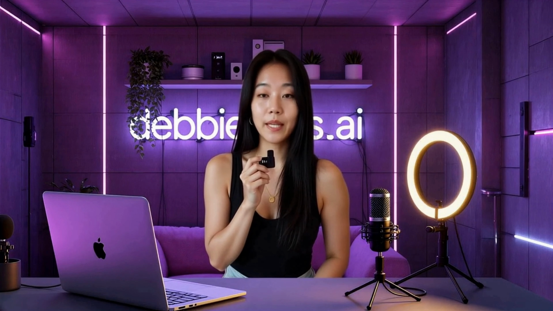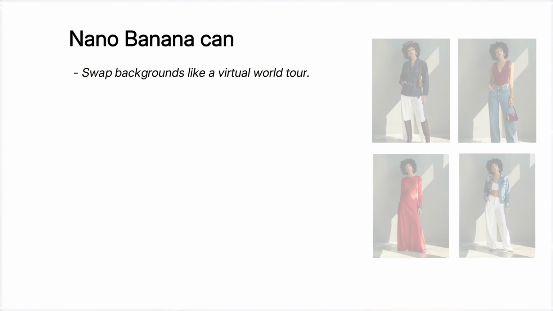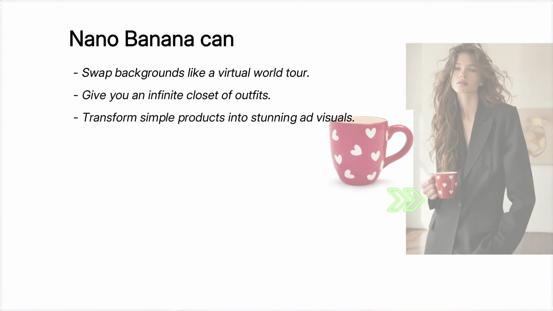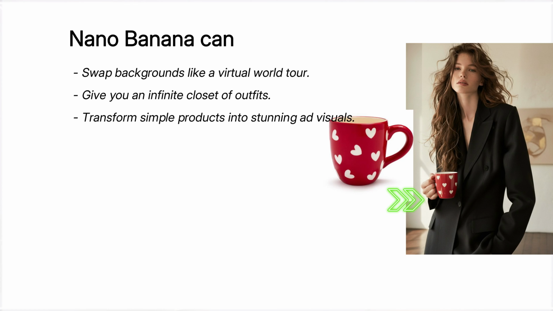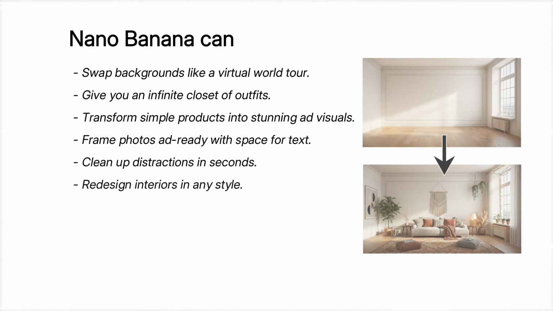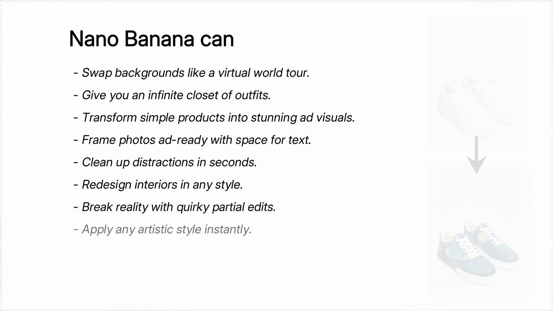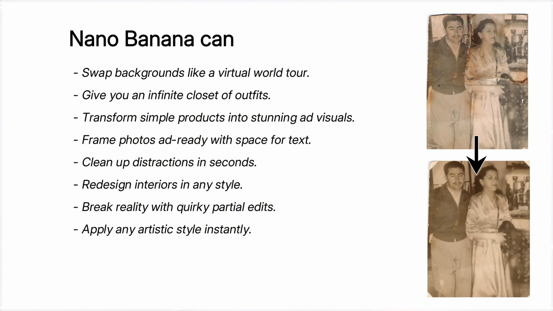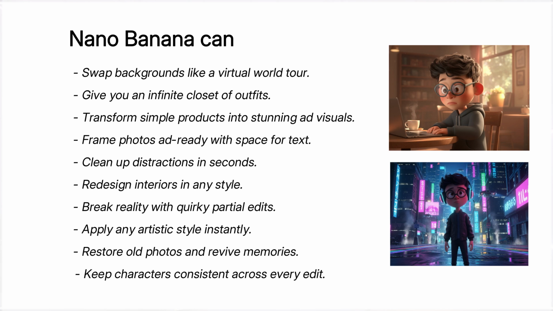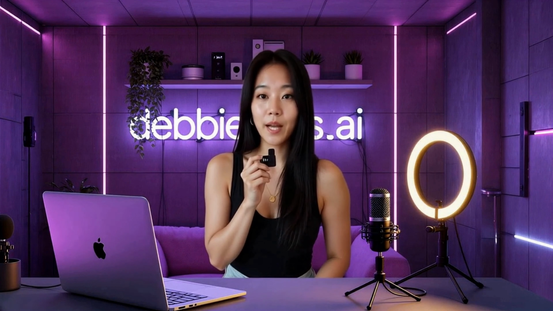So let's recap. In just minutes, Nano Banana can swap backgrounds like a virtual world tour, give you an infinite closet of outfits, transform simple products into stunning ad visuals, frame photos ad-ready with space for text, clean up distractions in seconds, redesign interiors in any style, break reality with quirky partial edits, apply any artistic style instantly, restore old photos and revive memories, keep characters consistent across every edit. So there you have it, 10 real-world workflows, all solved inside Nano Banana. We didn't just see powerful edits, we saw them happen in seconds.